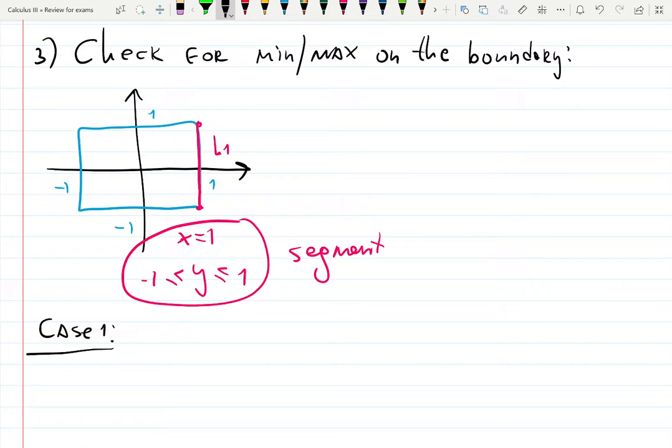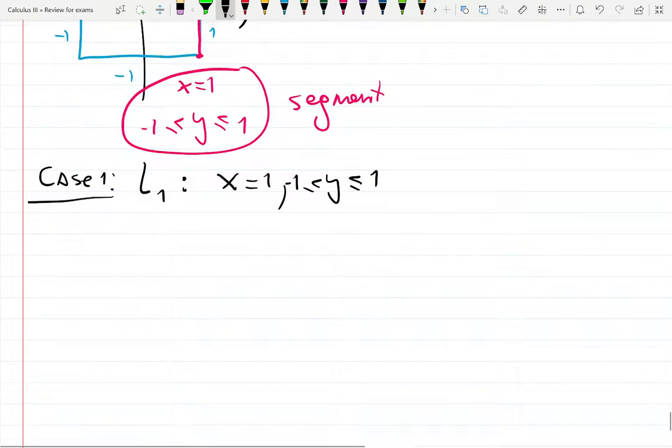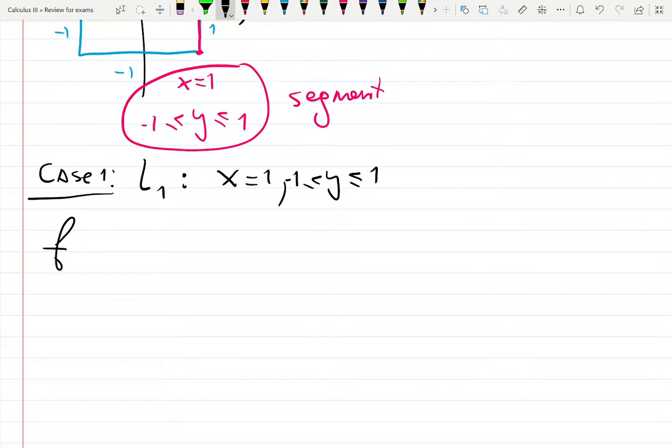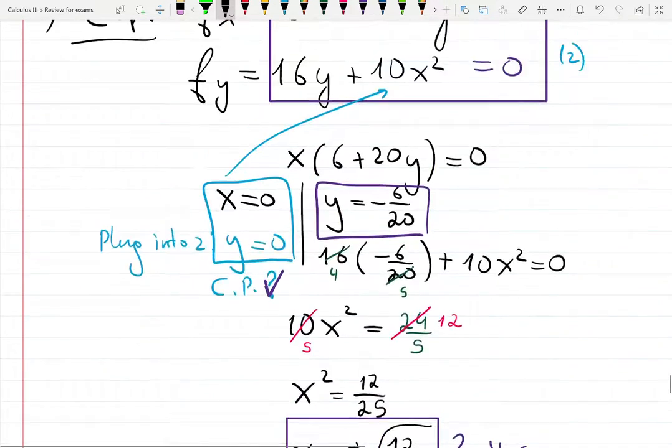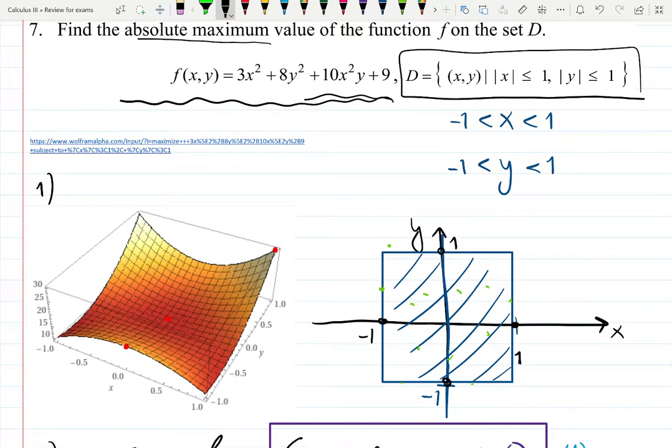So, case 1. Segment number 1, L1. x is a number, y is a variable that is running up and down from -1 to 1. Thus, we can plug x equals 1 into f, the very original function, the 3D function. 1 is fixed, y is a variable. So I'm going to the very original function, this one, and plug x equals 1. It will give me 3 plus 8y squared, and so on.